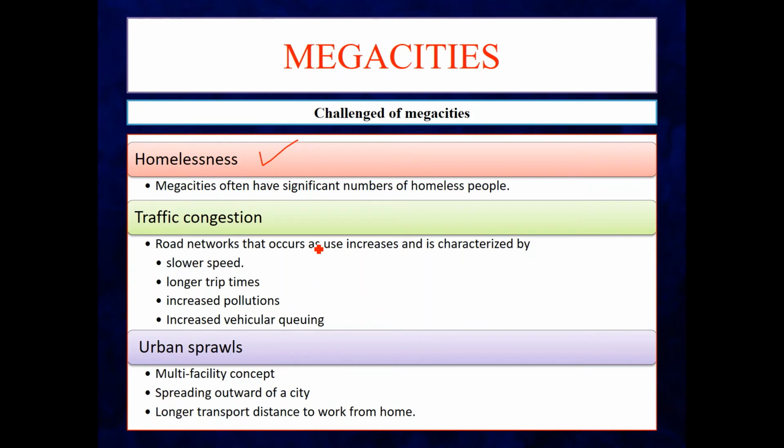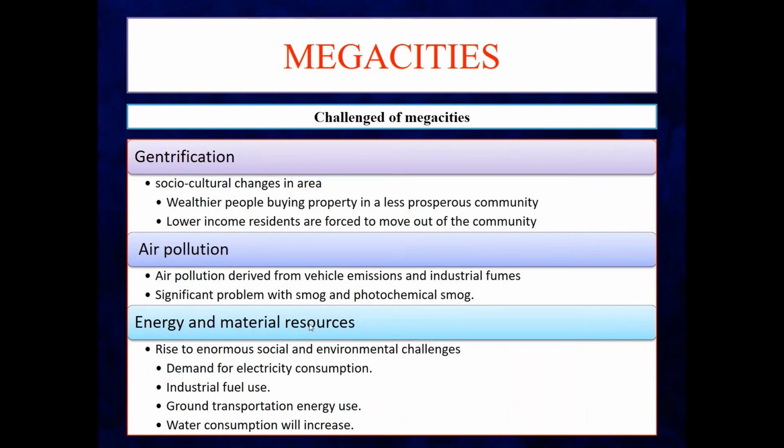Traffic congestion, urban sprawl. Urban sprawl means the spreading out of the city. The city will spread out. Gentrification: wealthier people buying property in a less prosperous community, and lower income residents are forced to move out of the community. Means rich people live in one area and lower income people in a different area. This will become a gap between the wealthier people and the rest. Air pollution will be increased. Energy and material resource use will be increased.